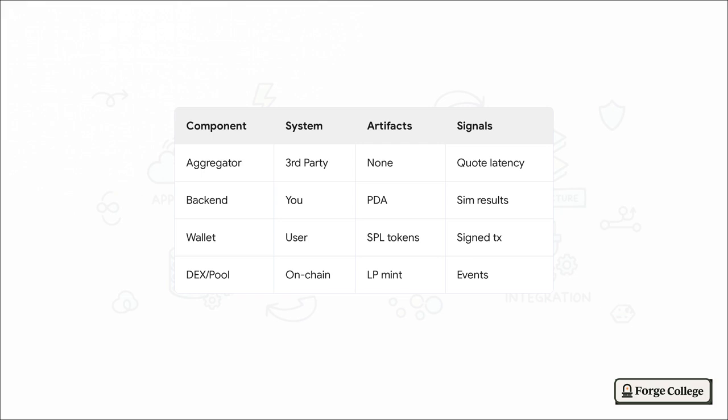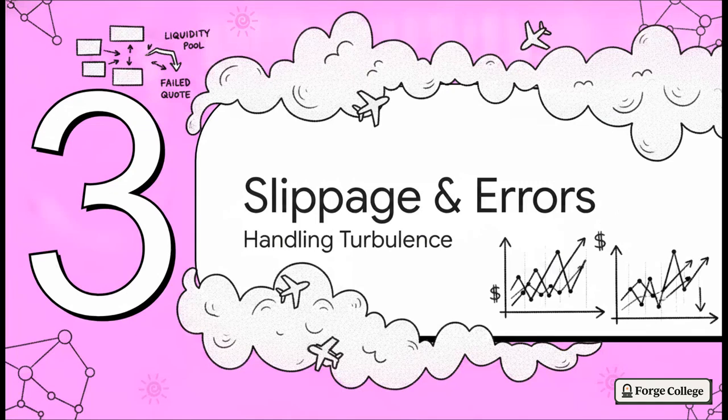Well, if a DEX suddenly decides to change its fee model, your app isn't going to just crash. You don't have to constantly memorize the ever-changing state of the entire market. You just need your backend to reliably store final execution receipts. Which brings us to Section 3, slippage, errors, and turbulence.